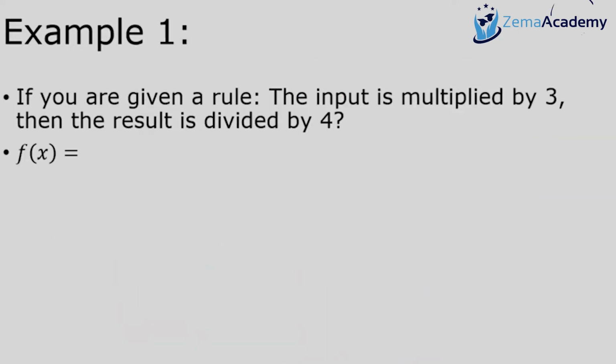So for example, you're given a rule that says the input is multiplied by 3, then the result is divided by 4. How would you write that in terms of algebra? Well, you'd start with f of x equals. Now the input has to be multiplied by 3. So the way we put that is multiplied by 3, or 3x. Then the result of that is divided by 4. So that process happens second. So it would be 3x divided by 4.